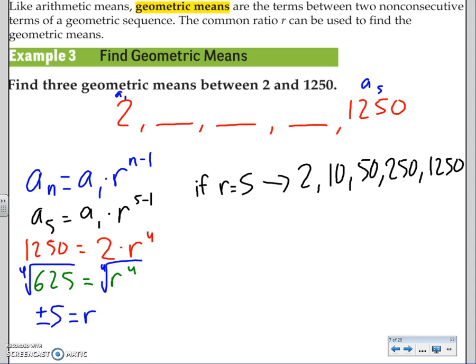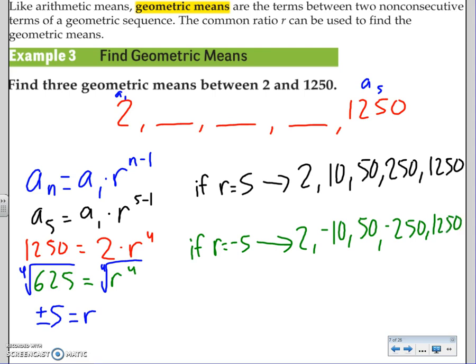What if r is negative 5? Let's see if that works. Alright, 2 times negative 5 is negative 10. Negative 10 times negative 5 is positive 50. Positive 50 times negative 5 is negative 250. Negative 250 times negative 5 is positive 1250. So here there are two different things that work. There are two scenarios. So we found three geometric means, either these three or these three.